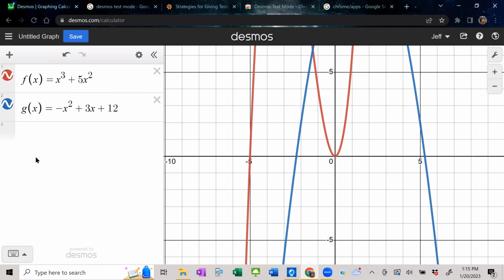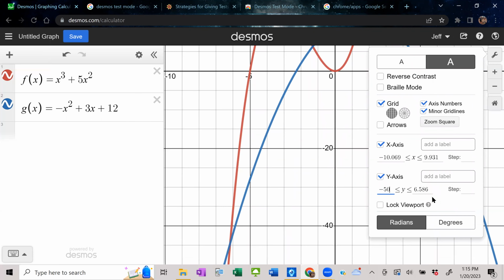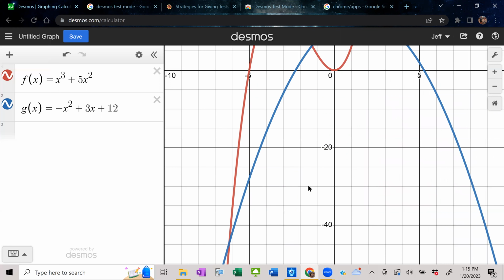Now, a lot of times when you open up Desmos, it has a window of -10 to 10 on the x-axis and -10 to 10 on the y-axis or something like that. You can change that window with the settings over here. You can change things. I think we're okay on the x-axis. On the y-axis, maybe I want to go a little further down, maybe -50, and then up to something. I'll just leave it like that for a second.